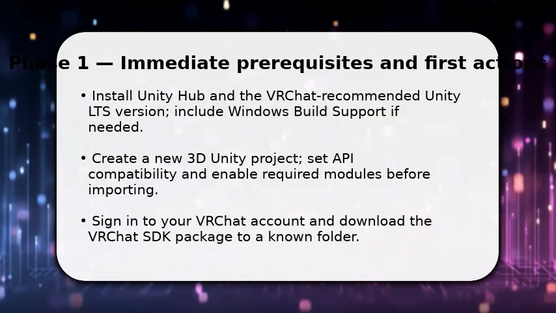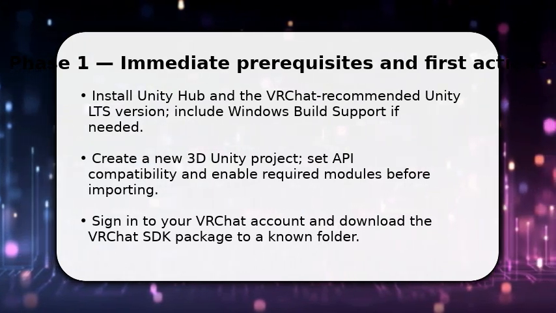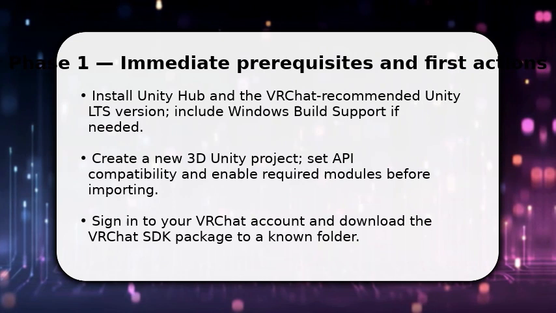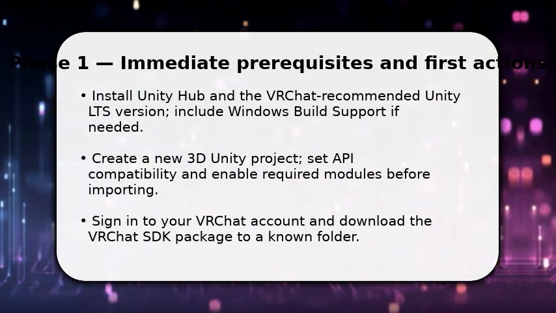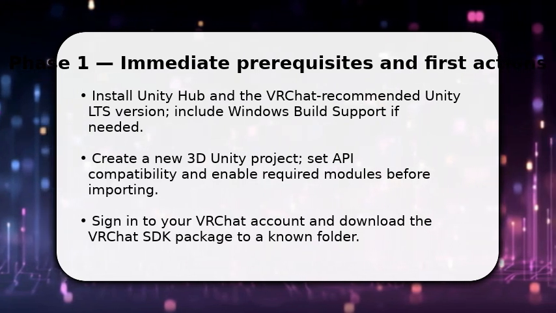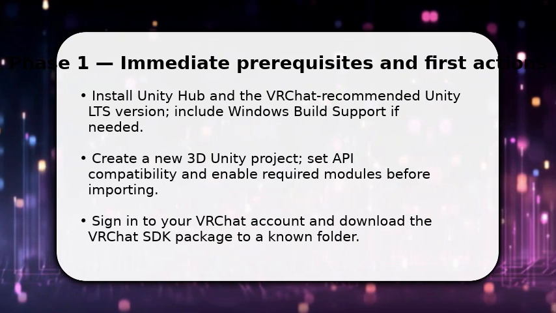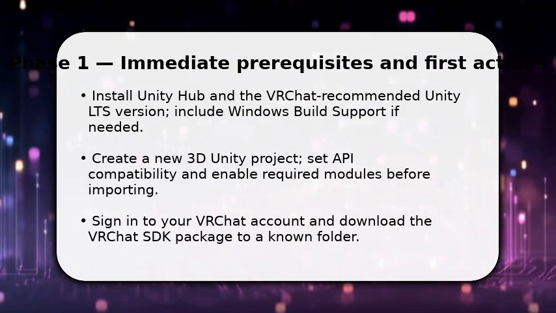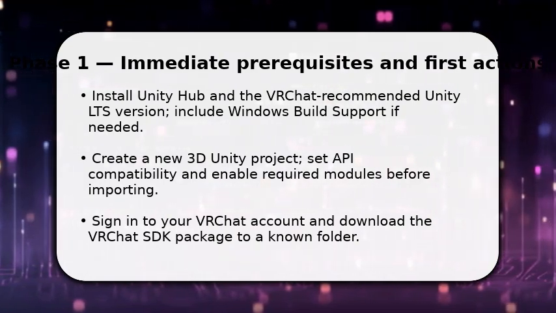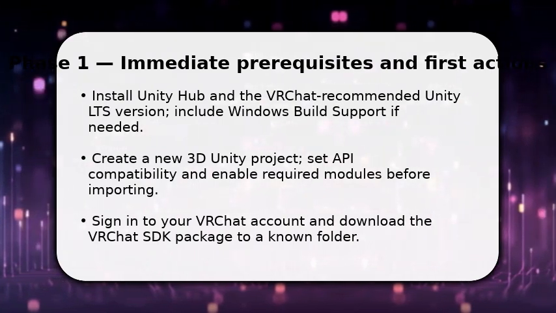You start by installing Unity Hub and the specific Unity LTS version VRChat requires. This avoids version mismatch later. Once done, create a fresh 3D project in Hub and include any platform modules you expect to deploy to. Make sure you sign in to your VRChat account and save the SDK package where you can find it. This step is essential because you will import that package into the active project next.